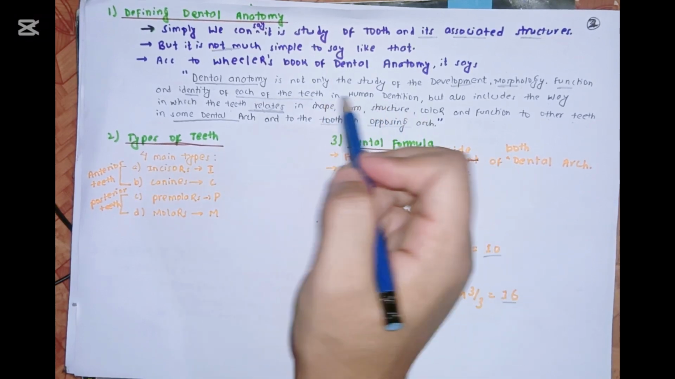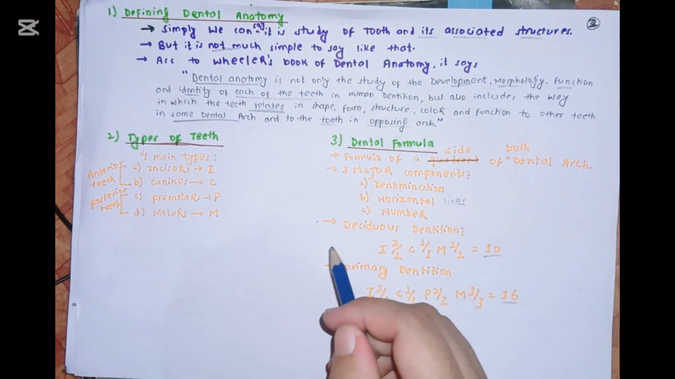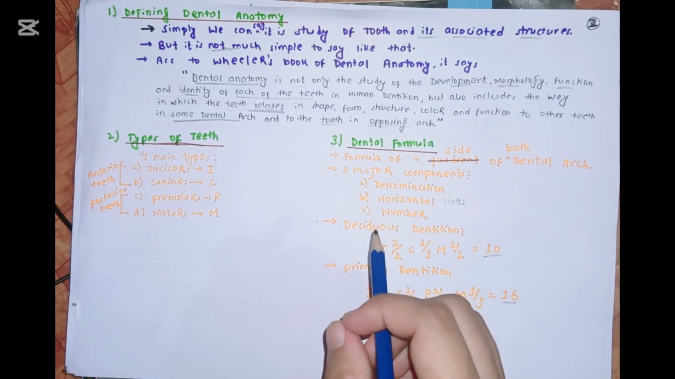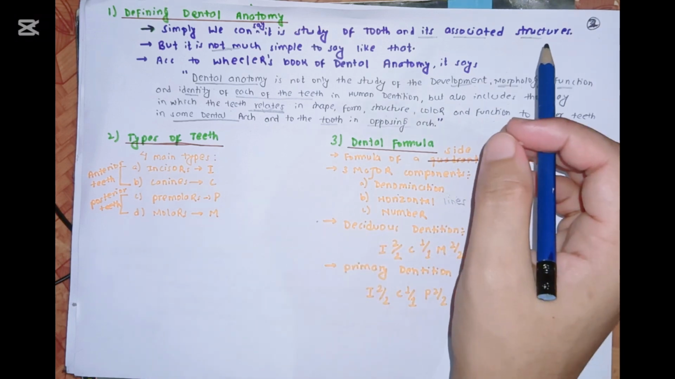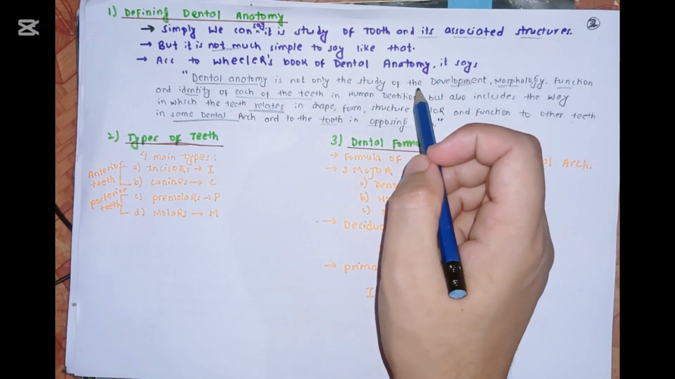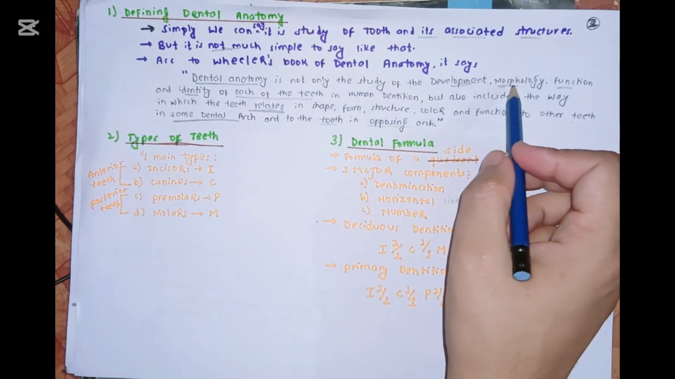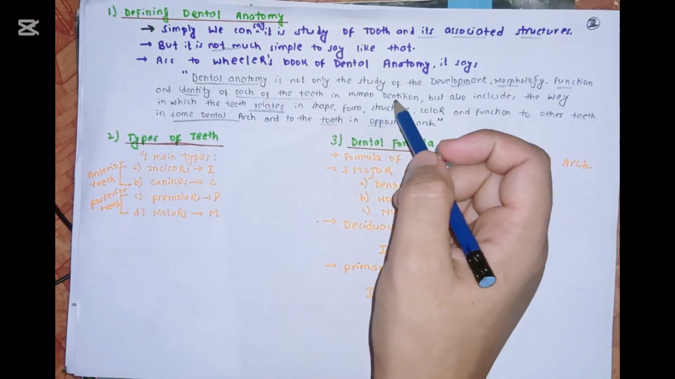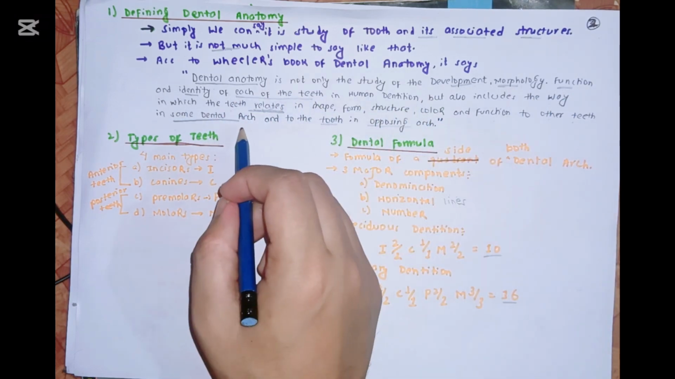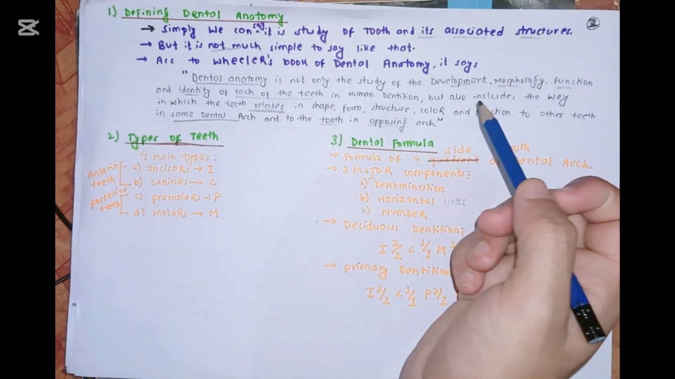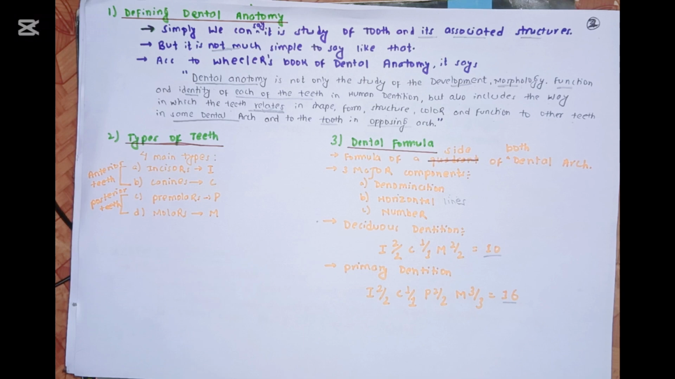So simply, the definition wants to tell us that dental anatomy does not simply mean studying the development, morphology, function, and identity of the teeth, but also the relationship of one tooth with another tooth.